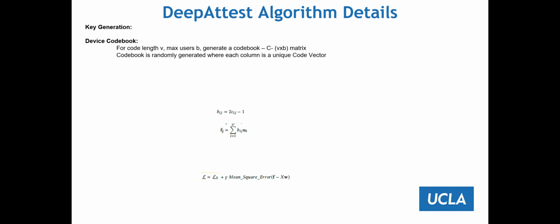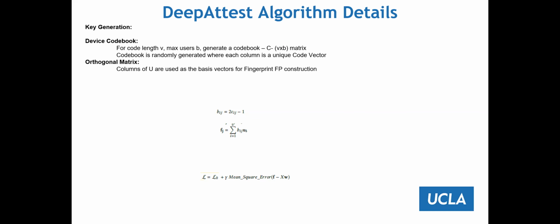And how do we generate this code book? It is randomly generated, but the criterion is that each column is a unique code vector. So it preserves the uniqueness among the several code vectors generated for distinct uses. And it is stored inside the TEE so that it's safe, not in the untrusted memory.